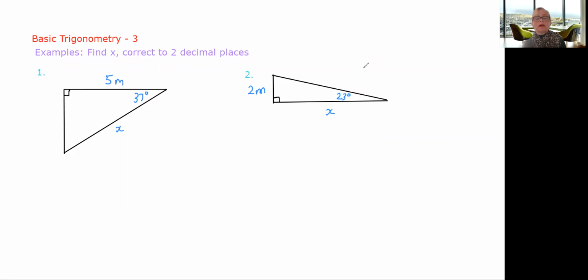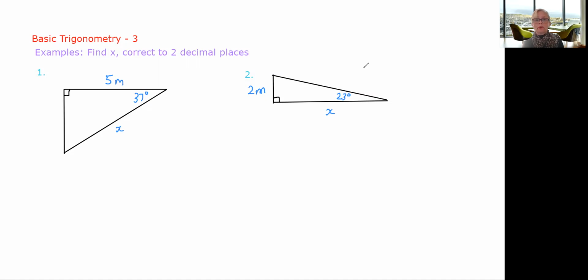We've been talking about trigonometry of right-angled triangles, and we've been going through some examples. Just to remind you, we have three main trig ratios. Sine of an angle is the ratio of the opposite to the hypotenuse. Cos of an angle is the adjacent over the hypotenuse, and tan of an angle is the opposite over the adjacent.